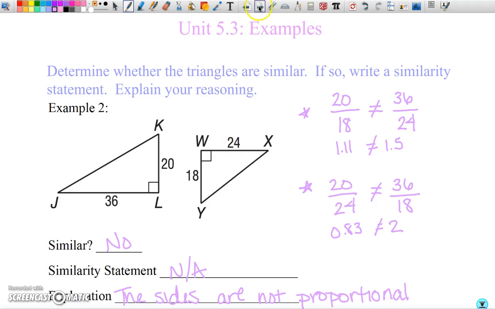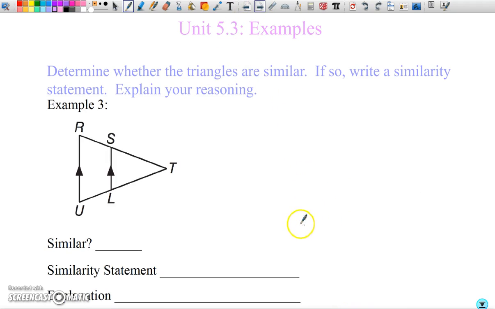There we go. All right, now example 3. We've got parallel lines, so remember those things mean that we have... parallel lines. So that means we're going to have corresponding angles. So angle R corresponds to angle S, and then angle U corresponds to angle L. So we've got our angle-angle similarity again. So yes, they are similar.